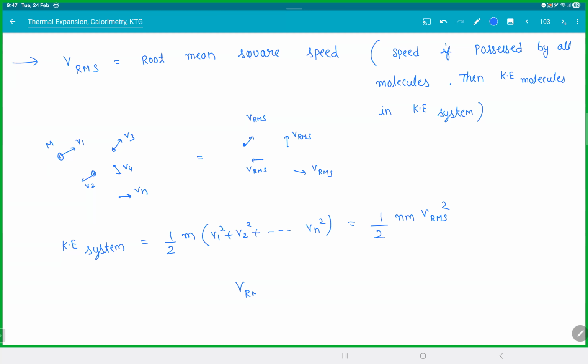So we get vrms will be root over sigma vi square by n. Check. And look at the name also. Root mean square. That means square of the velocities. I can write it down here: v1 square, v2 square. So square of the velocities, then their mean average, then its root. Root mean square. So it is an average value of the square of the velocities and then its root. Clear with this?